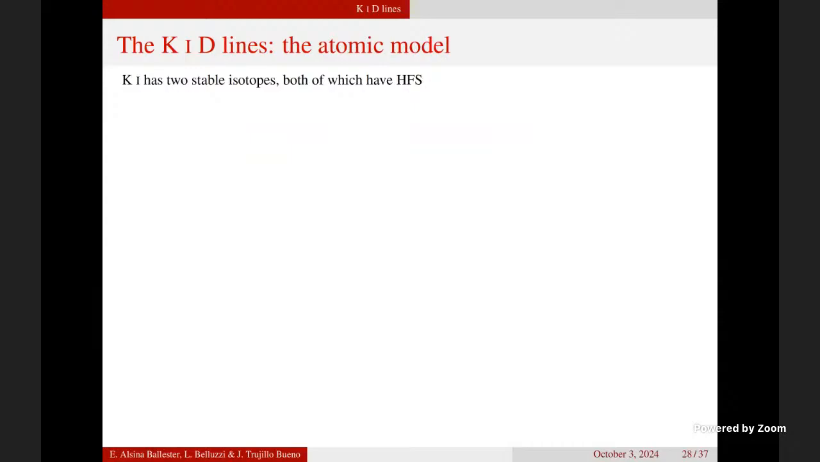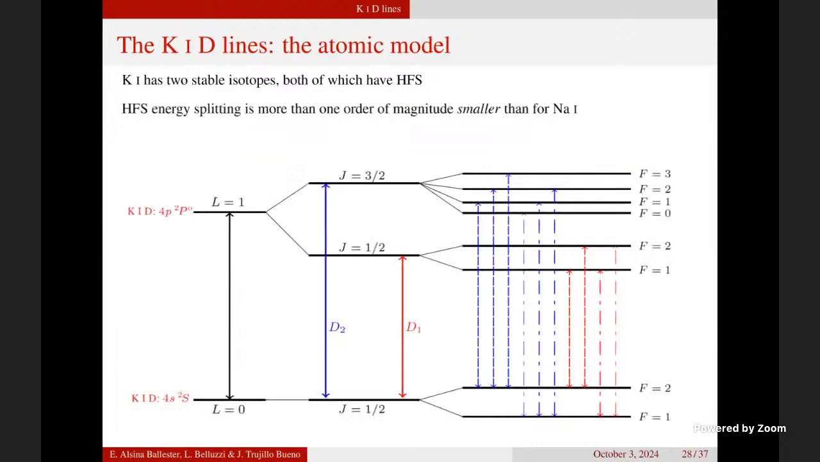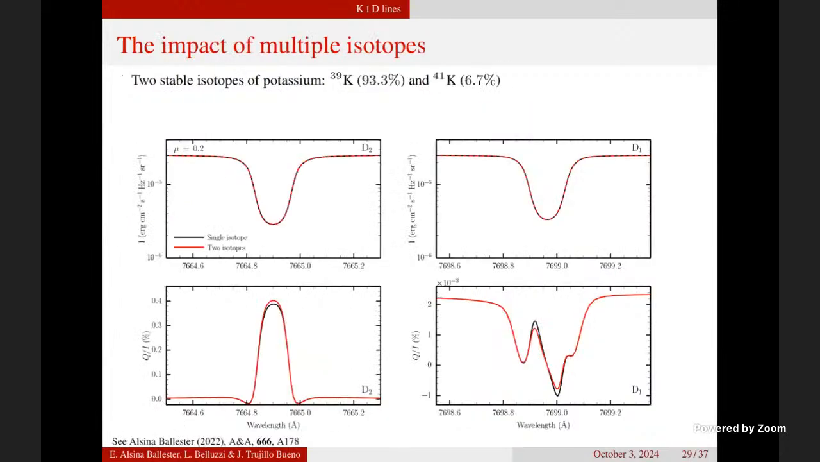This was on one hand for the barium line. And now I want to talk about the sodium D line, which has 2 stable isotopes, both of which have hyperfine structure. However, in contrast to the barium D1 line, the separation between hyperfine structure levels is 1 order of magnitude smaller. And here are some calculations showing the D2 line and the D1, both for a single isotope, the most abundant one, and considering the 2 isotopes with their appropriate abundances.